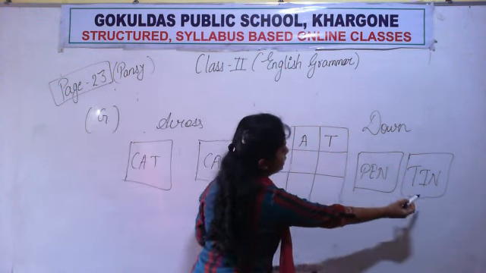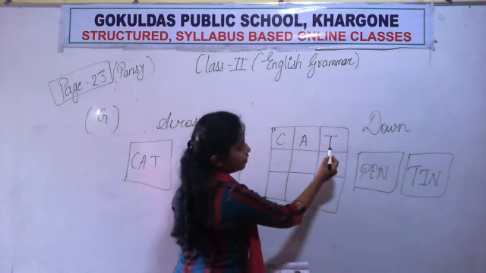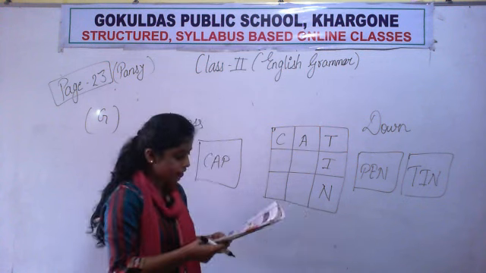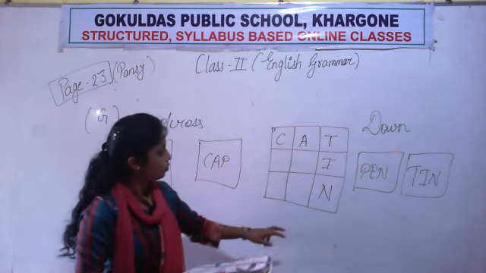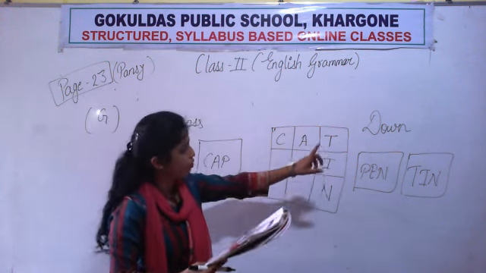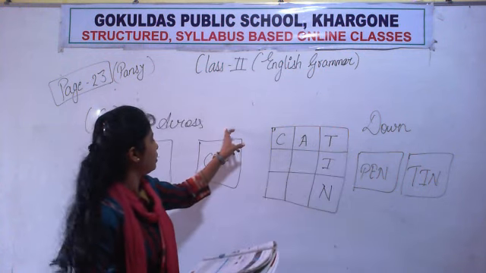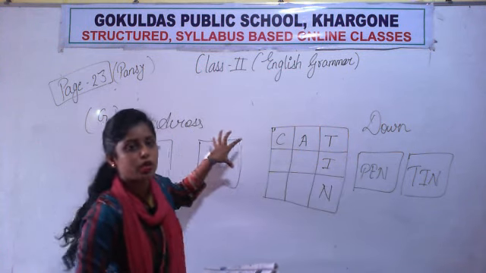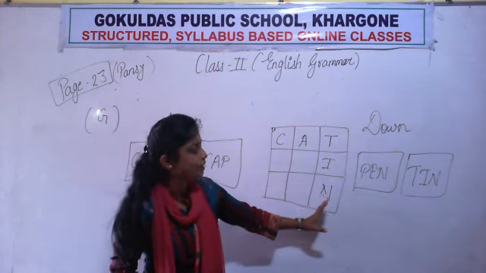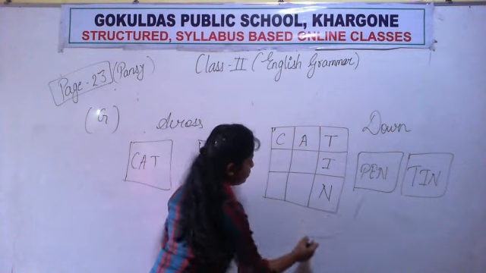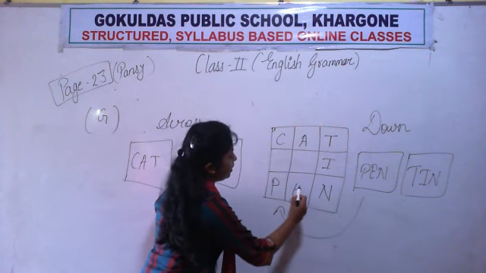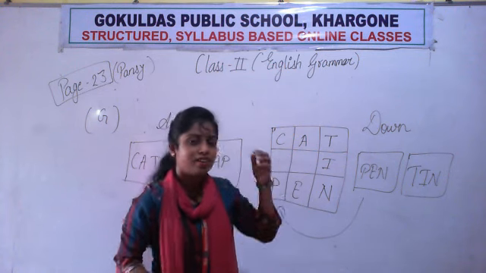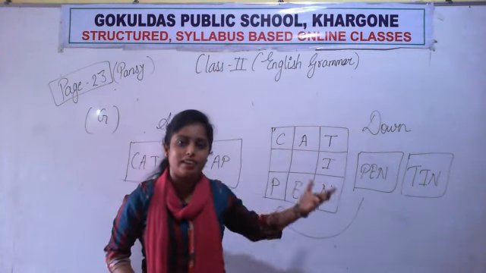Okay, now in down, see tin, we can write T, beginning with T, TIN, tin. Okay, then N. What ends with N? Actually, you know, this is given ulta pulta. This should have come here, this should have come here, so that if this had been given in across, you can easily write it like this. Okay, so I am writing pen here, PEN.